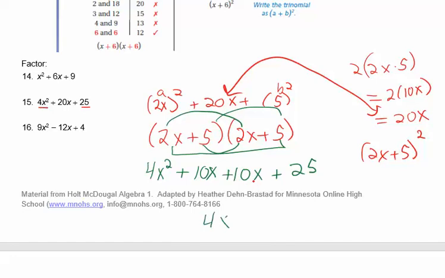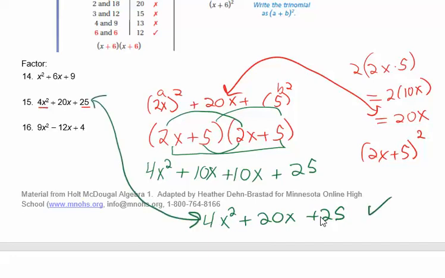So I get 4x squared, 10x plus 10x is 20x, plus 25. And that is exactly the same as the quadratic I started with, so it checks and we have the correct factors. This is the answer right here.